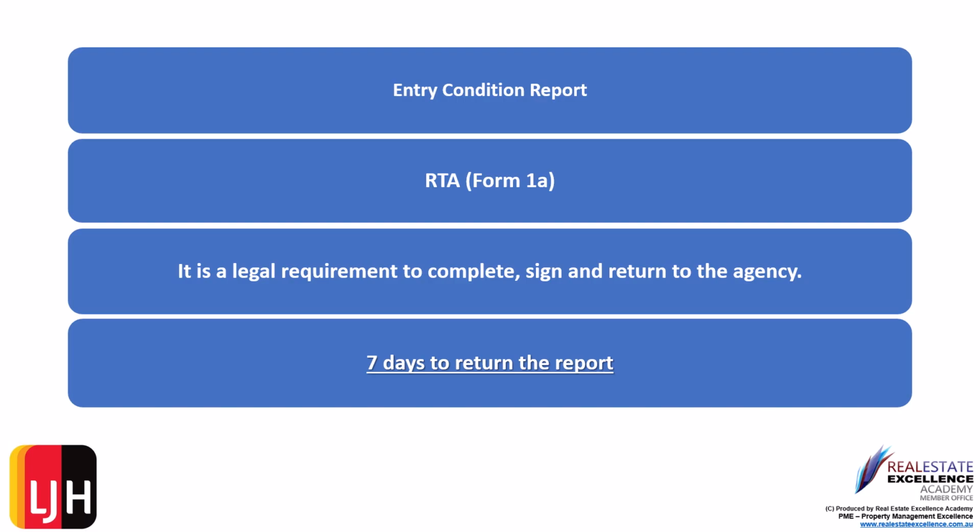The Form 1A, the Entry Condition Report. It is a legal requirement for you to complete, sign and return the document, the Form 1A, to our agency within 7 days of you taking possession. You're given a copy of this Form 1A completed and signed by our agency on or before the day you take possession of the property. It's usually the day you take possession and collect the keys.